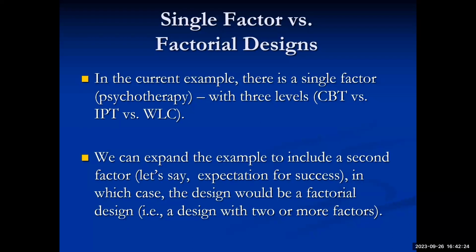Okay, so in our hypothetical psychotherapy example, we've got a single factor, but we might be interested in designs that have two or more factors, okay? So if we wanted to expand our psychotherapy example, we could say, in addition to the 3 levels of psychotherapy, we might be interested in 2 levels of a second factor, like expectation for treatment success. In those instances, we've got what's referred to as a factorial design, or a design with 2 or more factors.